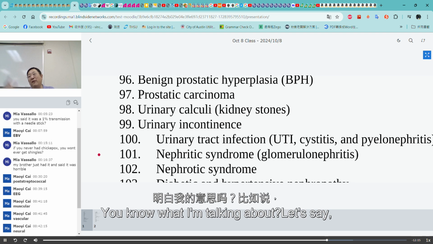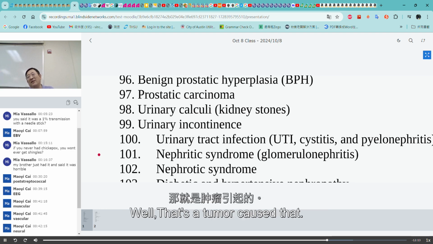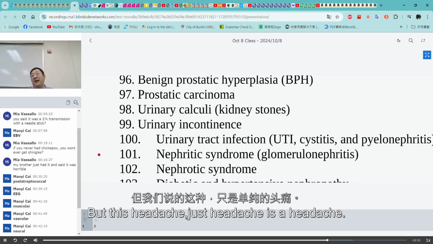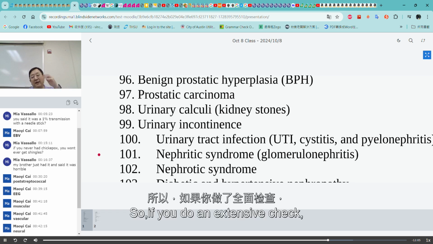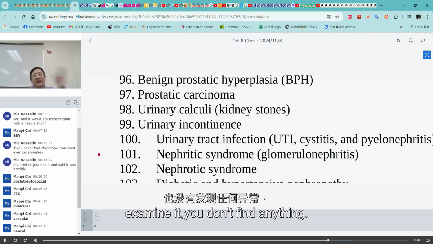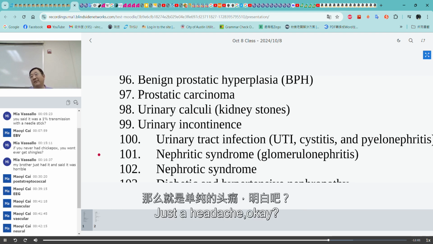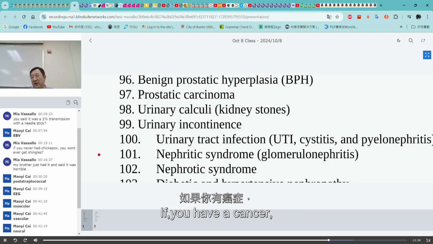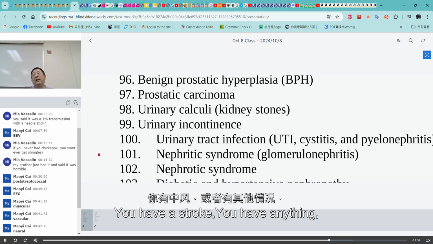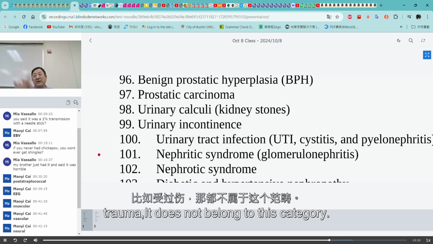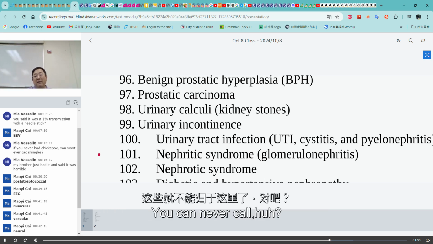Let's say you have a tumor headache. Well, the tumor causes that. But this headache is just a headache, nothing else. So if you do an extensive check and examination, you don't find anything. Just a headache, okay? If you have cancer, high blood pressure, a tumor, a stroke, anything, trauma, it does not belong to this category.